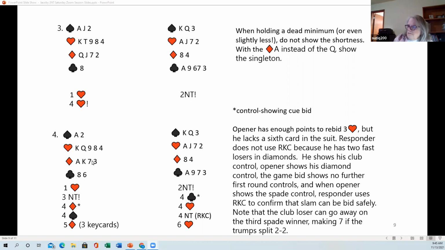Opener says, oh, no, you don't. No, you don't. I got a better hand than that. What do you think about my spade ace? Does that help you? Oh my goodness, yes, it helps me. How many aces do you have altogether? Or key cards, as it is in this case? Why, I have 3. Is that helpful to you? You bet it is. I think we should play 6 hearts.